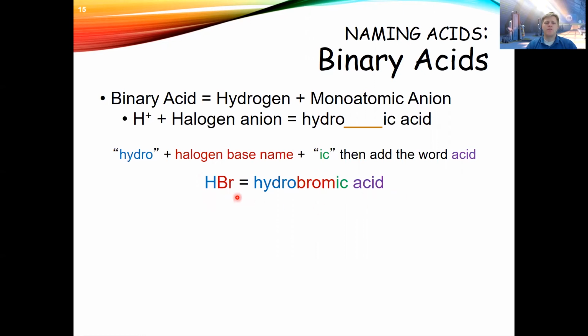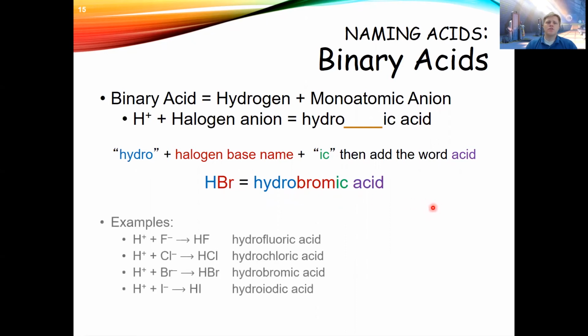The way we name these, we put the word hydro at the front, we put the halogen base name, we add ic to that halogen base name, and then we add the word acid. So since this is the acid made from bromine, it would be hydrobromic acid. And these are almost always halogen acids. So we have hydrofluoric acid, hydrochloric acid, hydrobromic acid, and hydroiodic acid.